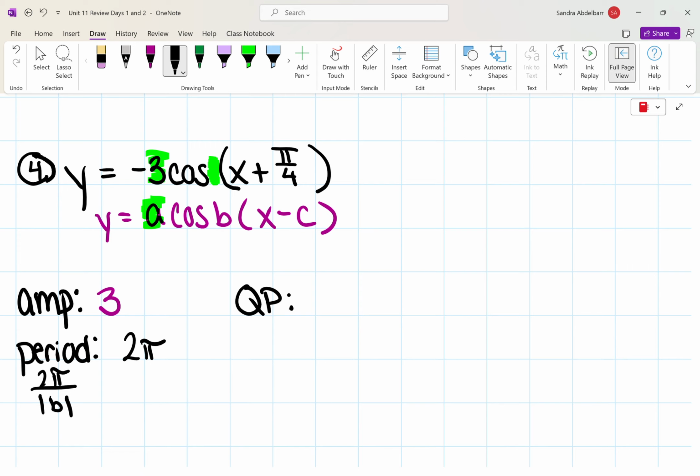Let's go for our quarter period. Our quarter period, all we're going to do is take our period and divide by 4, which will end up being pi over 2. It will not always be pi over 2. The next one I do will be different.